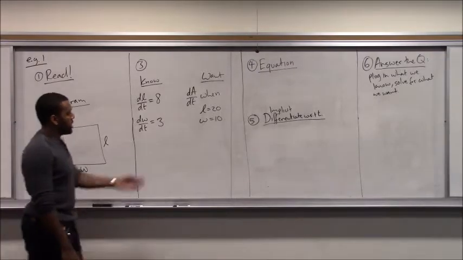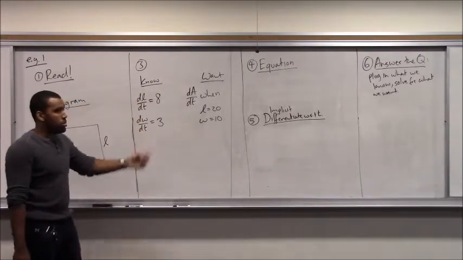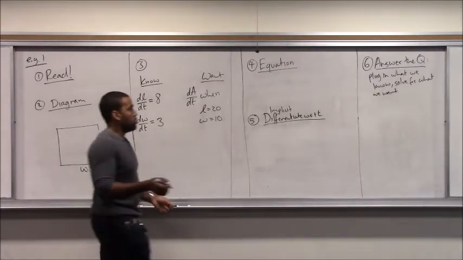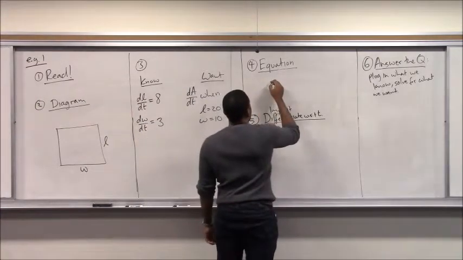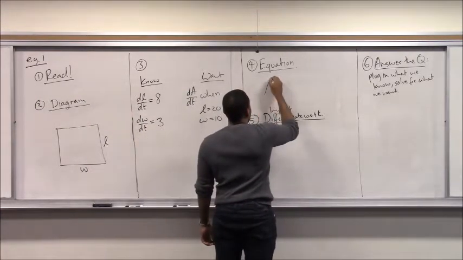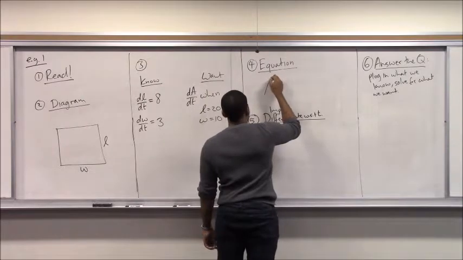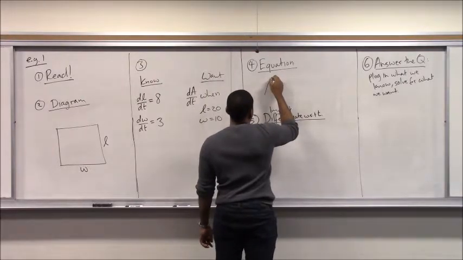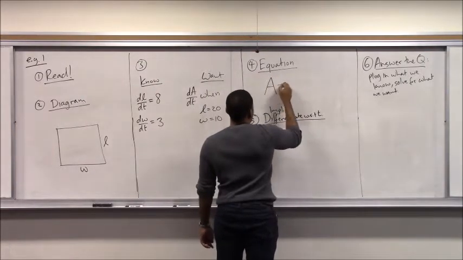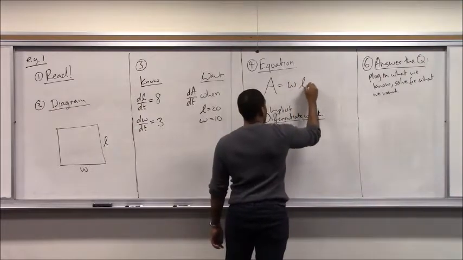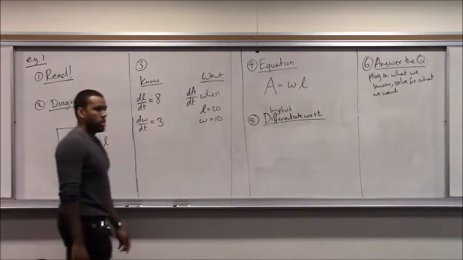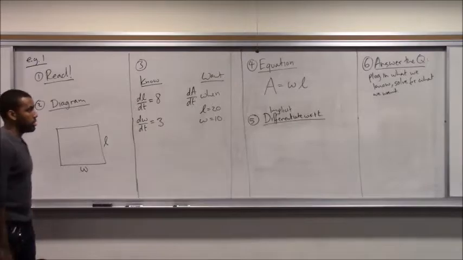What equation can I come up with that will relate A, L, and W? It's asking about the area of a rectangle. What's the formula for the area of a rectangle? Right, it's going to be W times L. So that's the equation. That's the area of a rectangle.